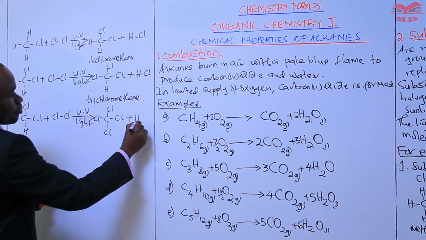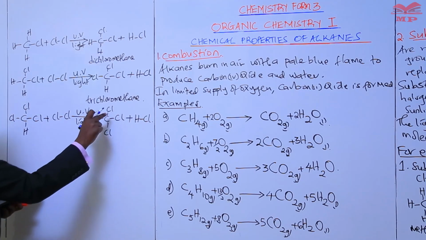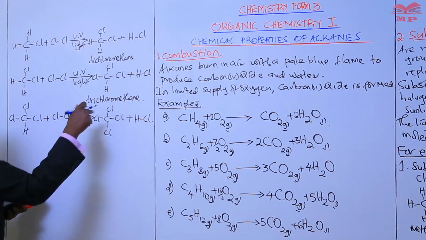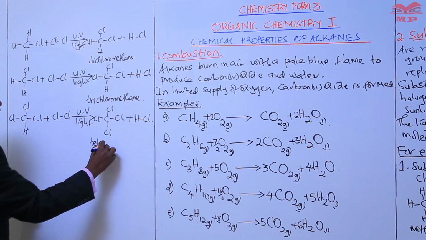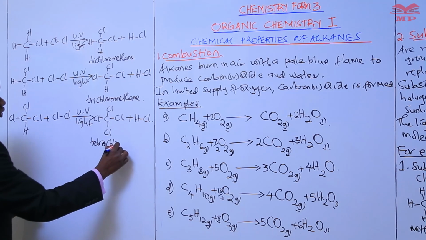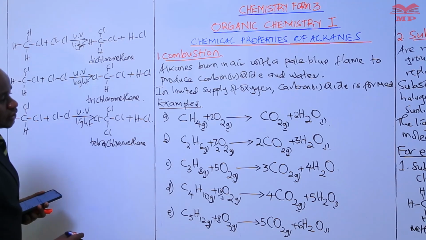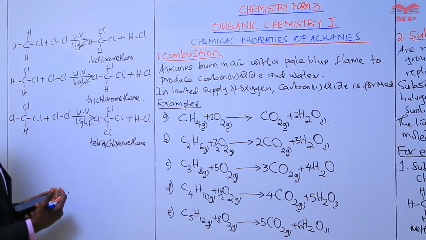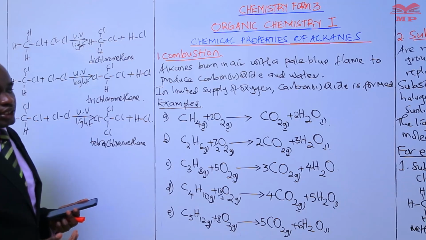We shall get this compound here that is called hydrogen chloride. So the new compound that has one carbon bonded to four chlorine atoms is going to be called tetra. Tetra means four. So tetrachloromethane. So you can see, learner, that the reaction has occurred until all of the hydrogen atoms have been substituted. So it occurs in steps. So that is the substitution as far as methane is concerned.